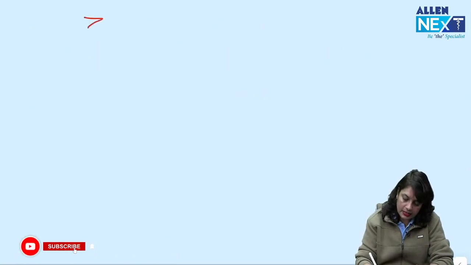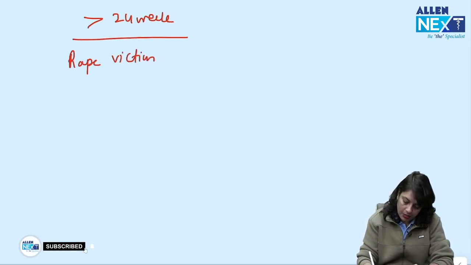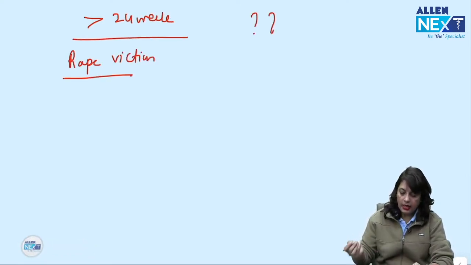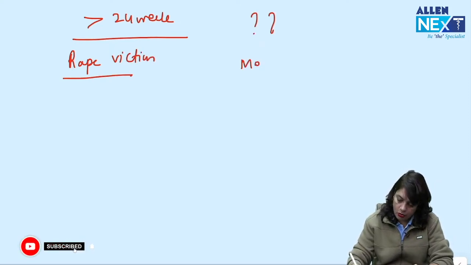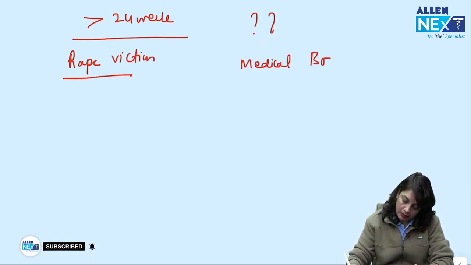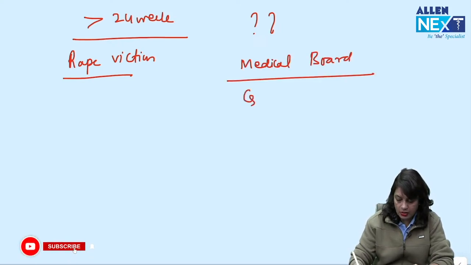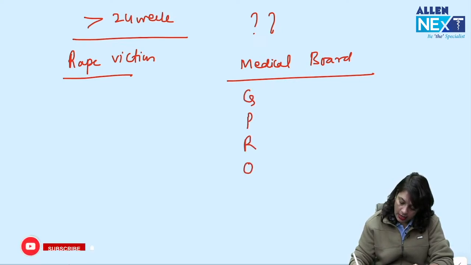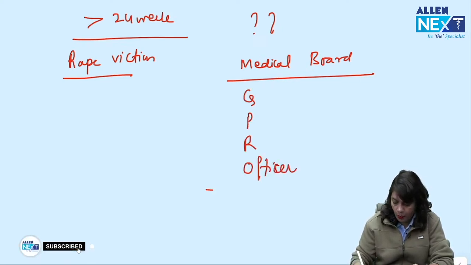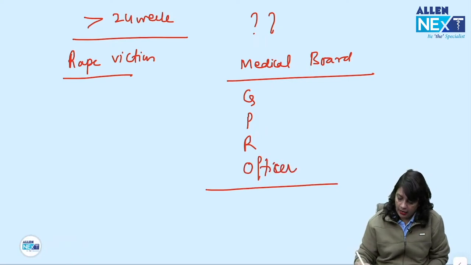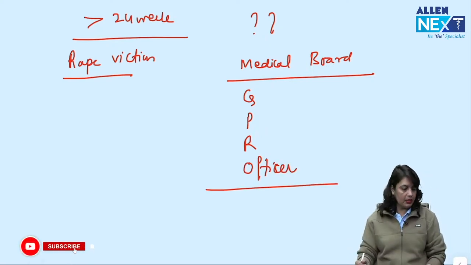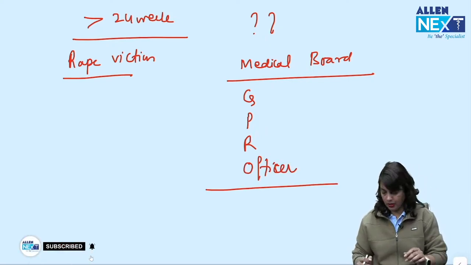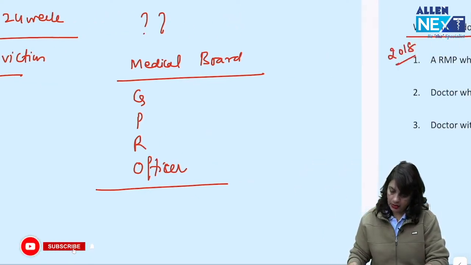If any pregnancy grows beyond 24 weeks and it's a special case like rape victim, can MTP be done? In that case it goes to a medical board which consists of a gynecologist, pediatrician, radiologist and a gazetted officer appointed by the state government. And if they approve yes, MTP can be done, then the doctor is supposed to perform the MTP.